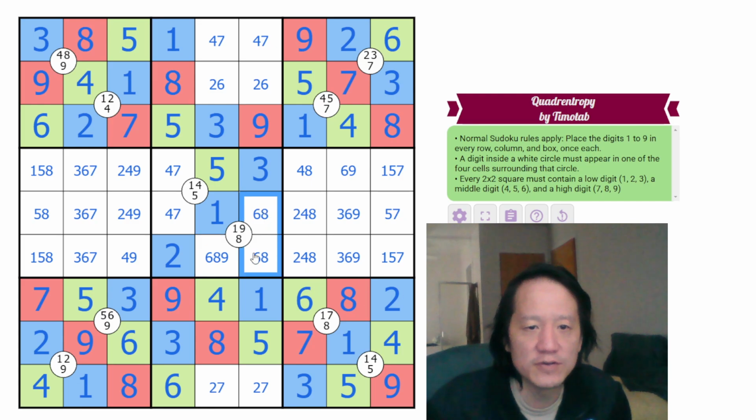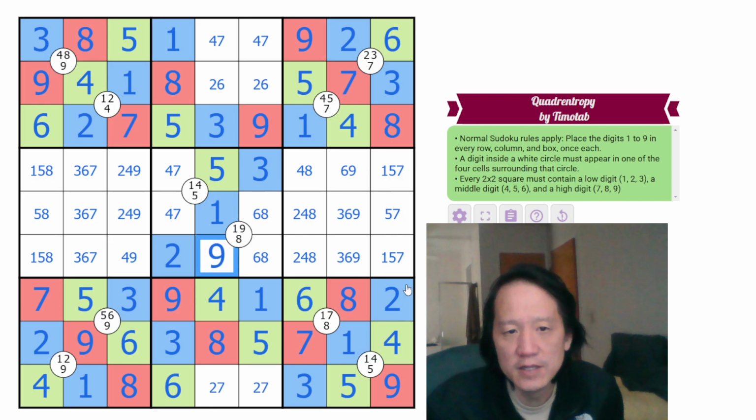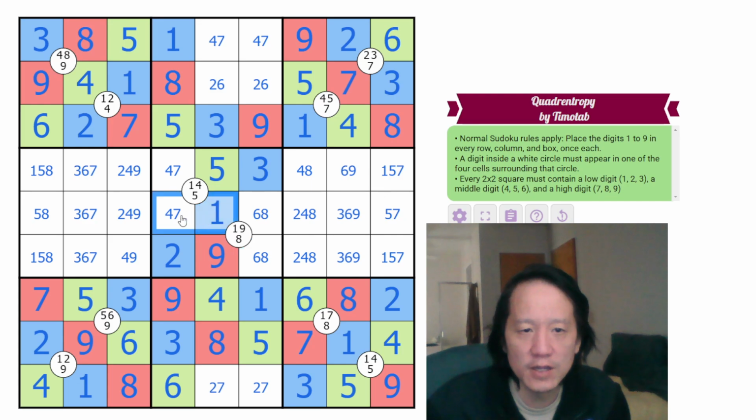So now we have a 6, 8, 6, 8 pair in box 5, which eliminates 6 and 8 from the rest of the cells in the box. Therefore, this is a 9, which makes this a high. In this 2x2 area, we have 2 lows and a high. So therefore, we're missing a middle digit. So this must be middle, which makes that a 4.